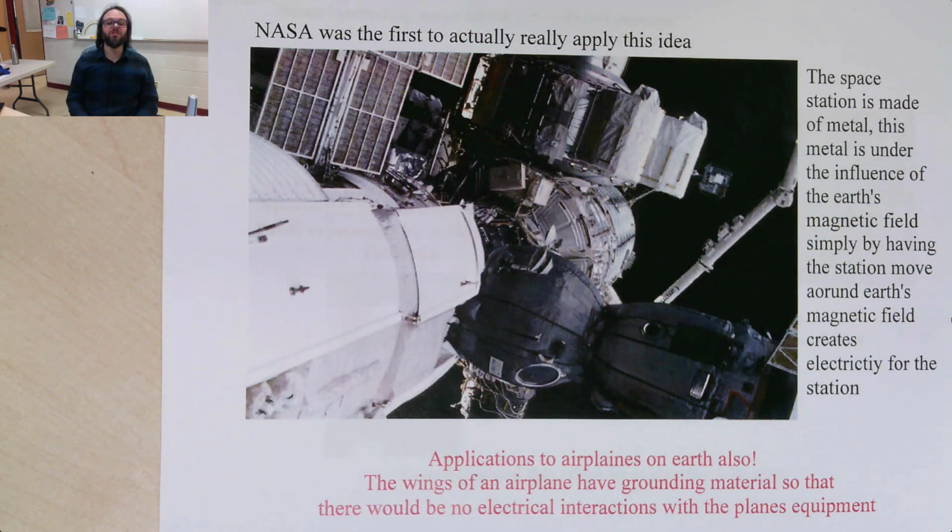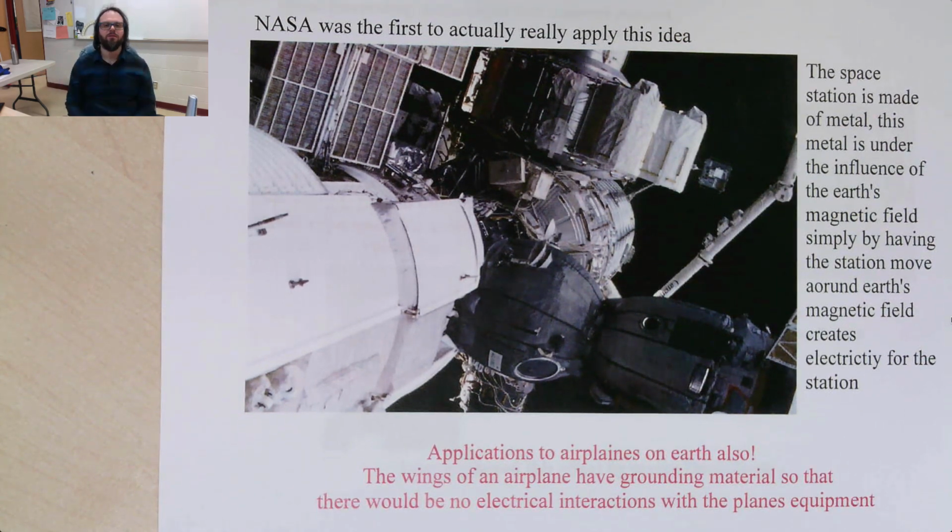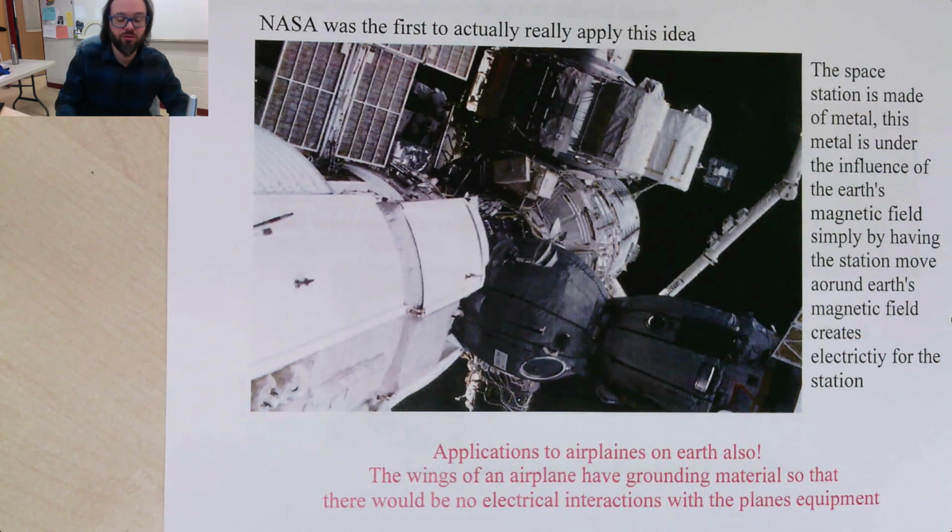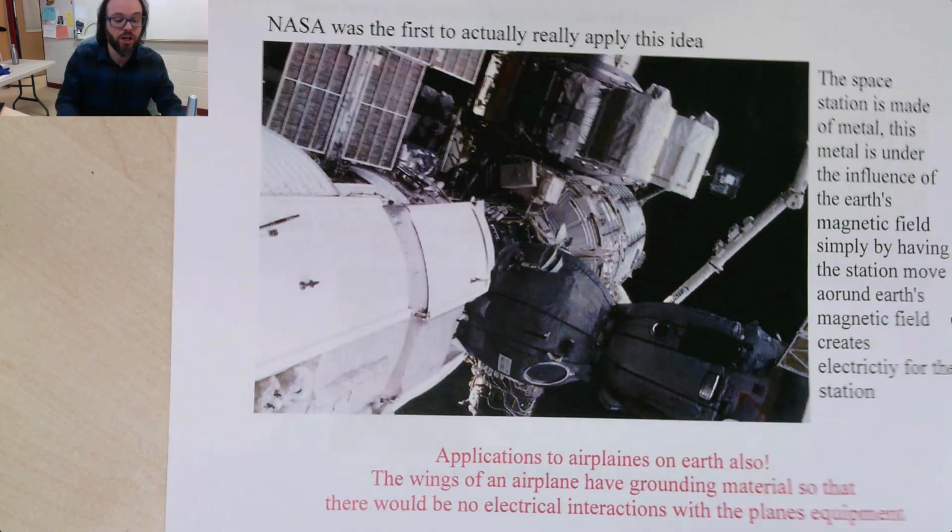For instance, wings on an airplane must have grounding material. Because if we think about this, airplanes are often flying around Earth, and they're flying pretty fast, and they'll be cutting magnetic fields. Now if they're cutting magnetic fields and magnetic lines, what's going to end up happening is they're going to create a current. And that current can interfere with the electrical equipment in the jet.